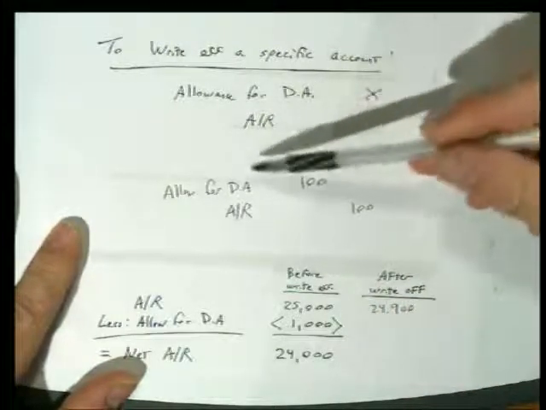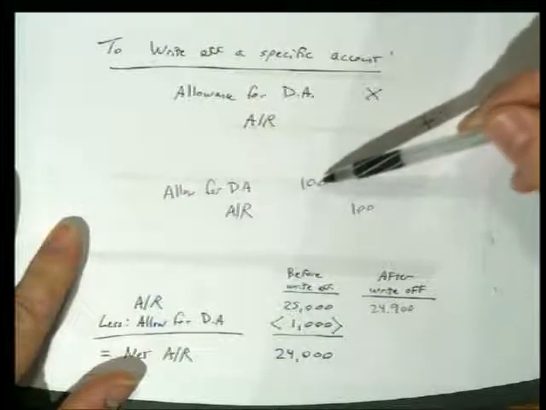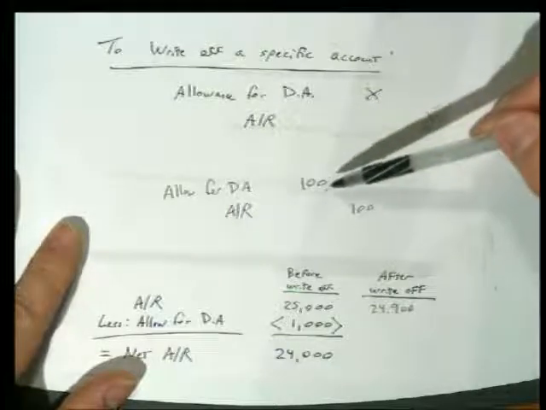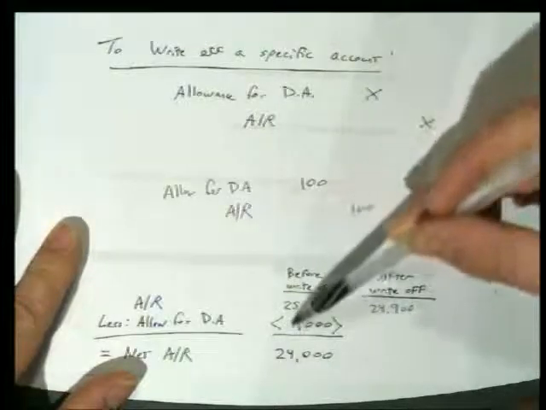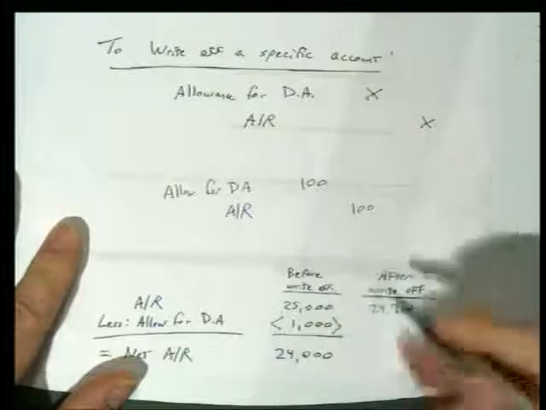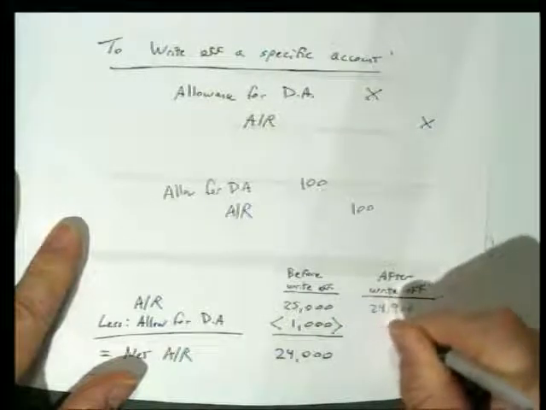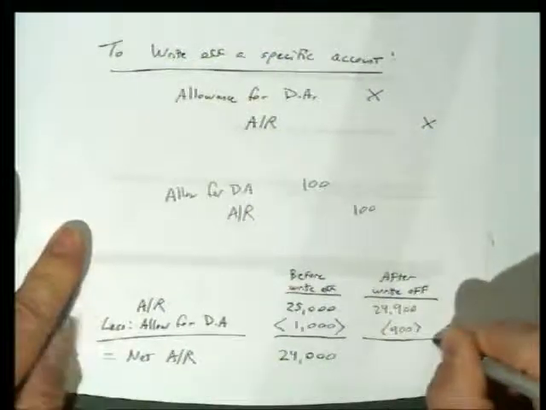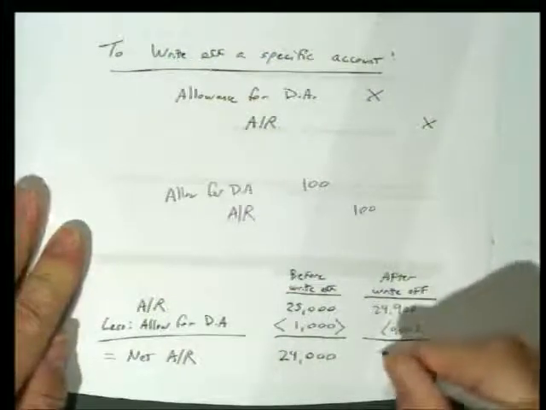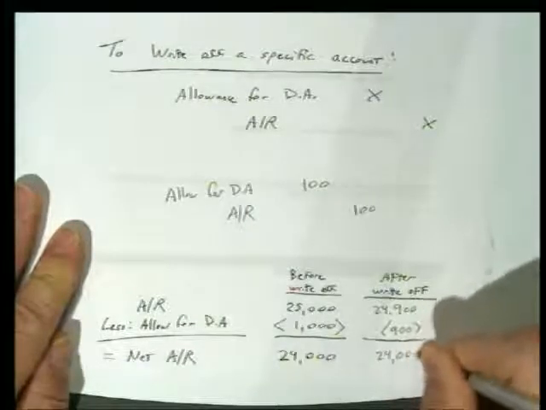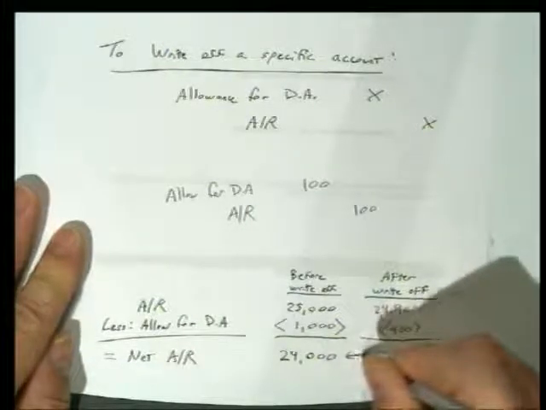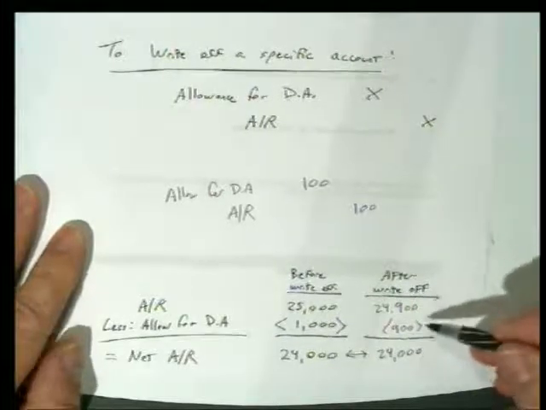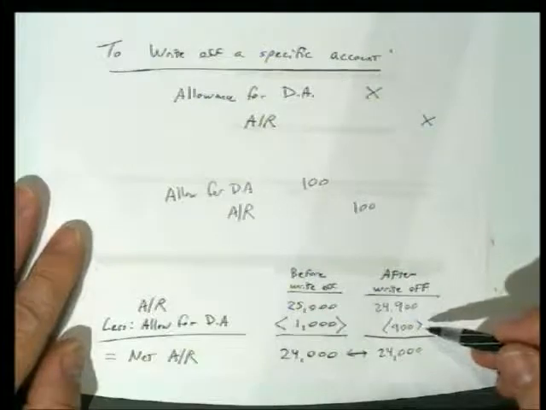We are also debiting allowance for doubtful accounts. Allowance for doubtful accounts is a credit balance account. So we're reducing our allowance, aren't we? So our allowance was $1,000. Now what is it? Now it's $900. So what is our new net AR? It's still $24,000, right? Our net AR didn't change. Yes, we reduced AR, but we also reduced the allowance that's being subtracted from AR.